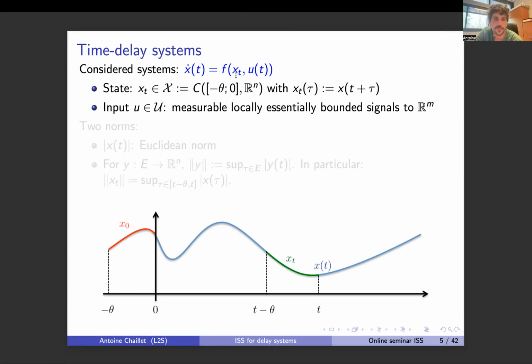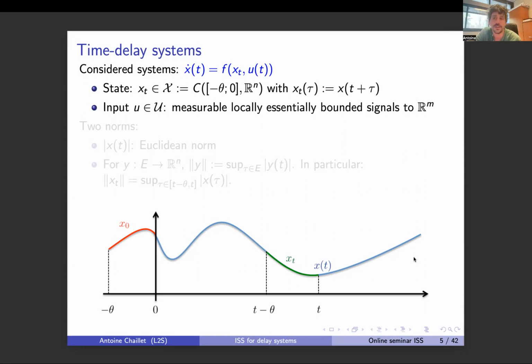The main difference with the finite dimensional theory is this x_t here, because in order to integrate such a functional differential equation, you need an initial state which is not just a point of R^n, but an entire segment of initial conditions. You see this x_0 in red here is a full history defined between minus theta and 0, where theta is the largest delay that is involved in the dynamics. So you need all this knowledge, and once you know this initial state, the applied input, and the vector field f, you can integrate the solution of this system, and you get this blue line.